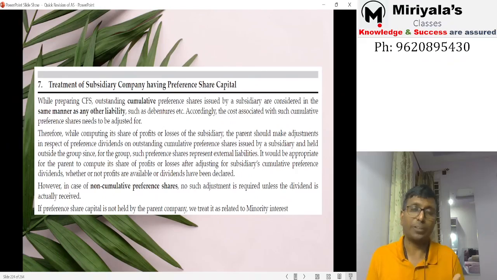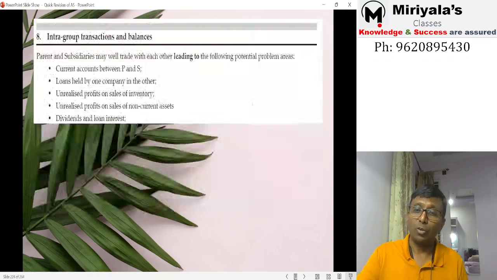Obviously, you will make a provision only when you get a profit, not if the subsidiary is making losses, then this concept will not come. Now, if the subsidiary is making profits and there is cumulative preference share capital, you should provide for the dividend whether or not it is declared. If it is non-cumulative, then a provision should be made only when it is declared by the subsidiary company. Otherwise, it should not be taken into account.